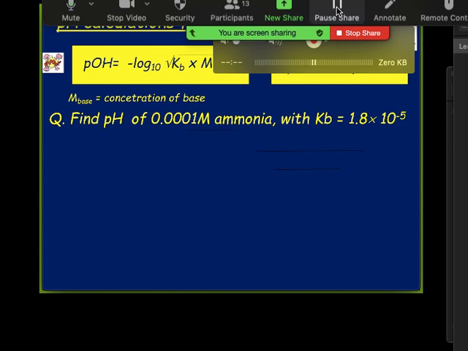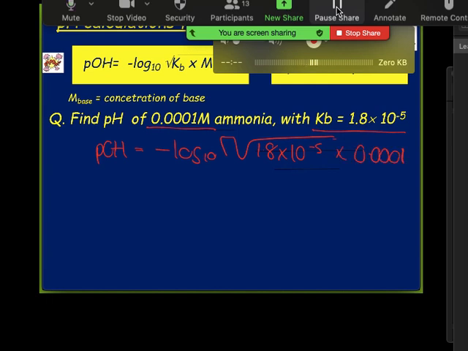You happy to look at it? Yep. So you have your Mb, you have your Kb, so it literally is you're just plugging it into your formula. So square root of 1.8 by 10 to the minus 5 multiplied by 0.0001, and when you do that it turns out as 4.37. So your pH value then is going to be 14 take away 4.37 is equal to 9.63, and two significant figures in your question, 9.6.